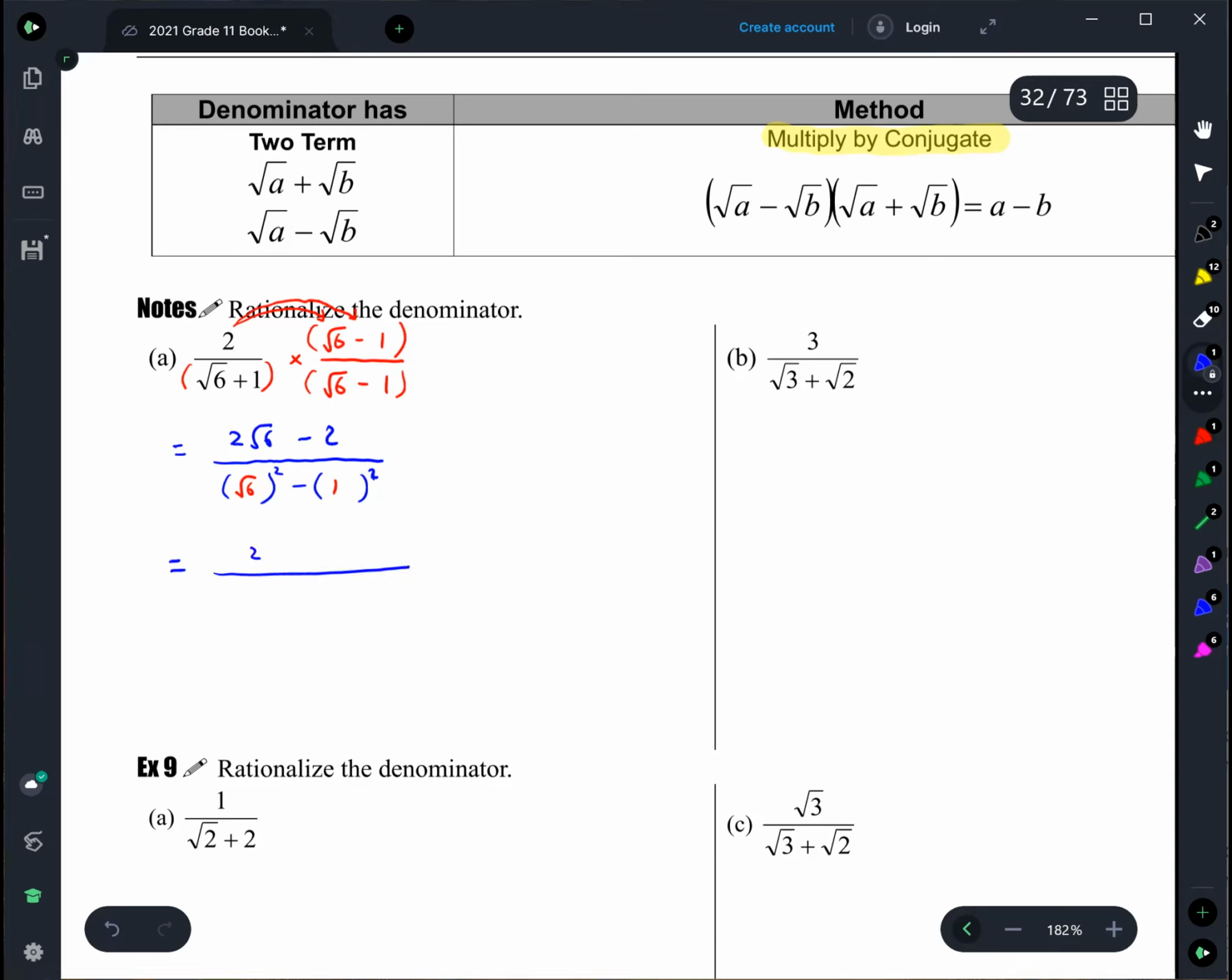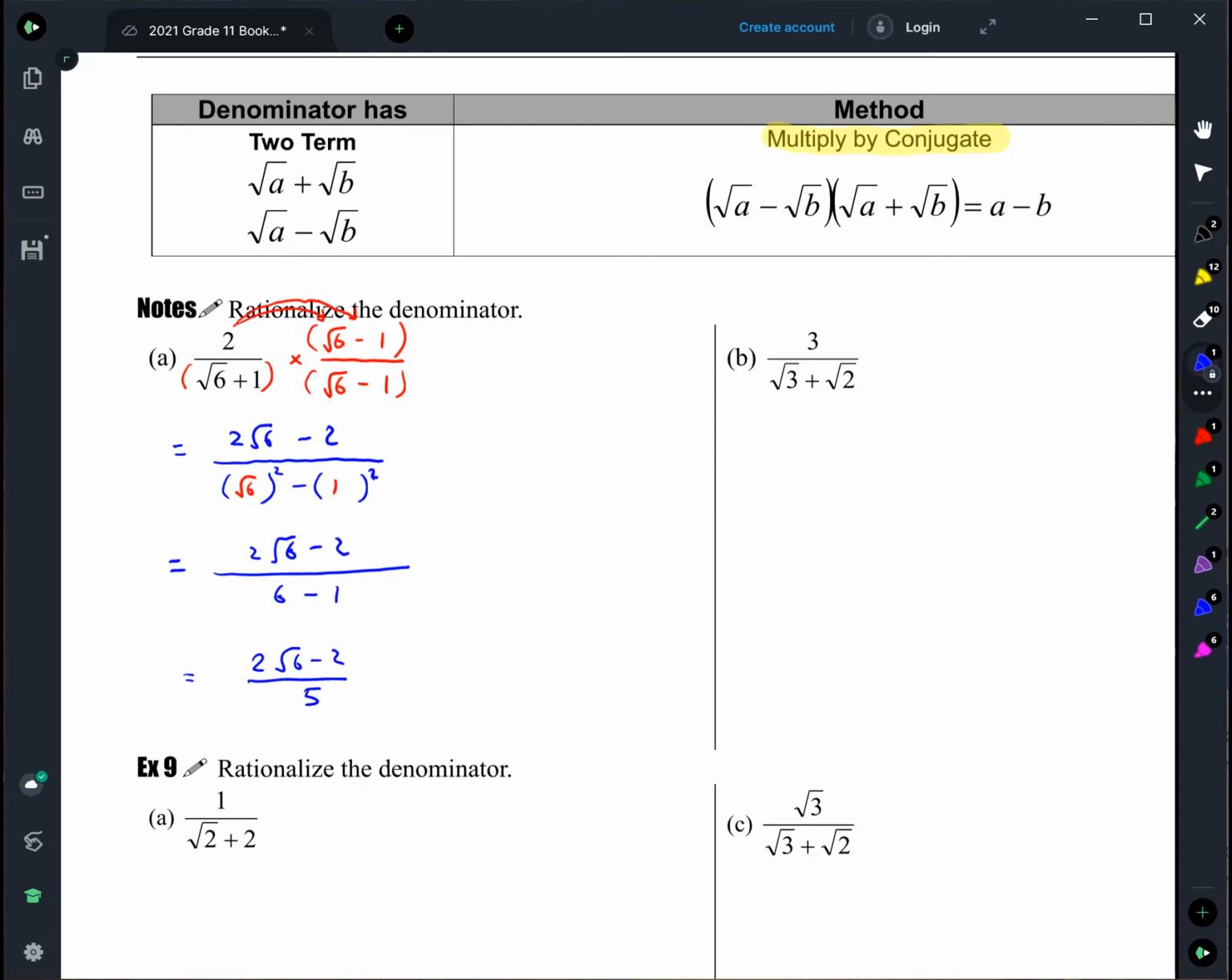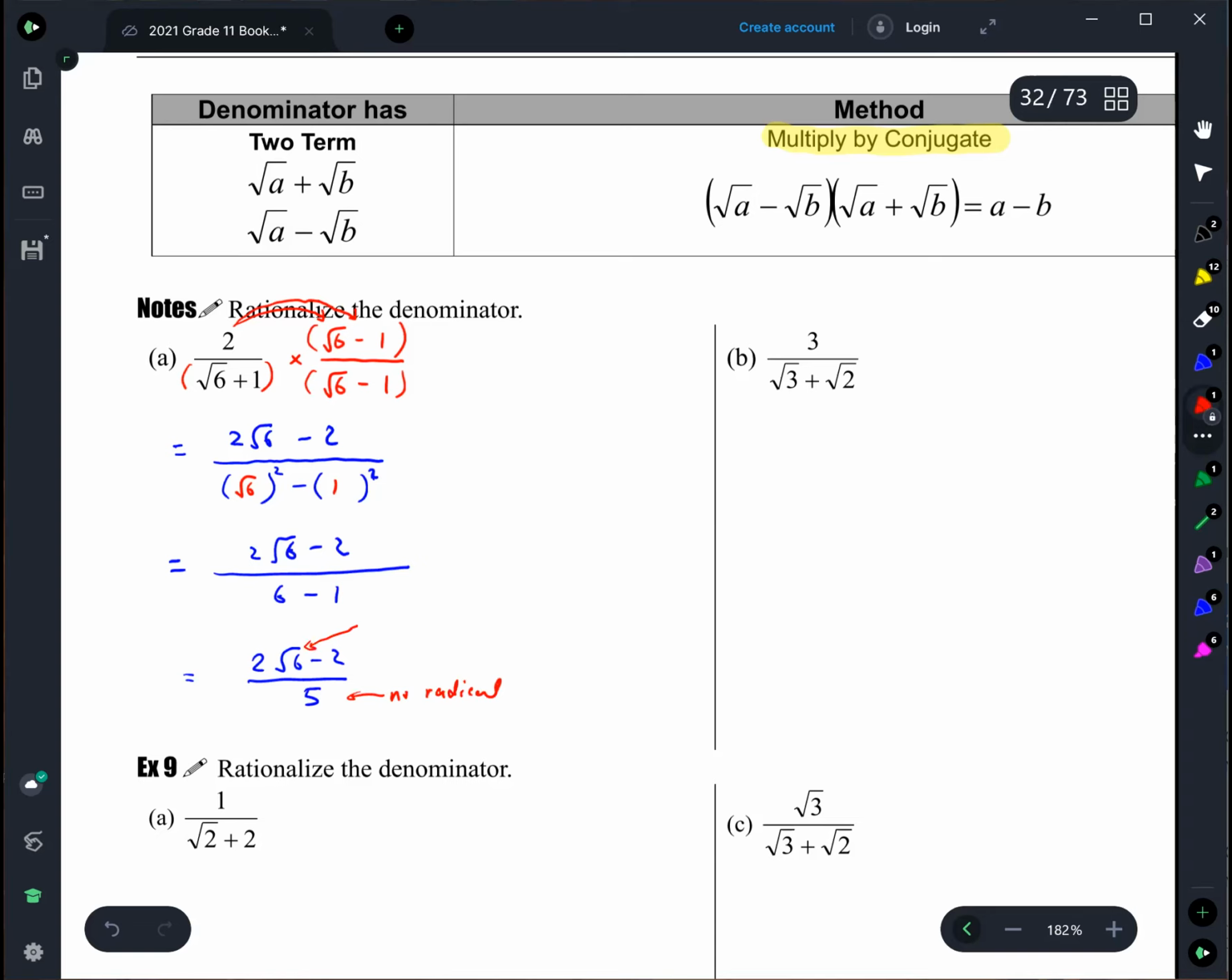So the numerator is 2 root 6 minus 2, okay? Denominator, if we simplify it, square will cancel out the square root, right? It'll be 6 minus 1. Okay, so 2 root 6 minus 2 over 5. Now we double check again: denominator has no radical. And then you check inside the square roots, you don't have perfect square. Nothing can be taken out from the root 6, then we know this is our final answer.